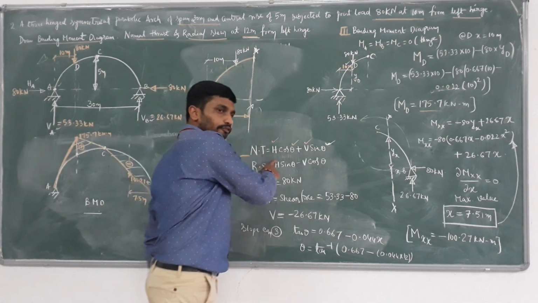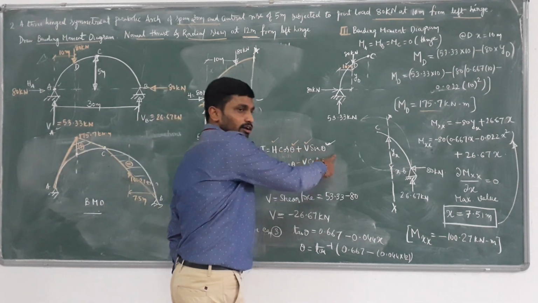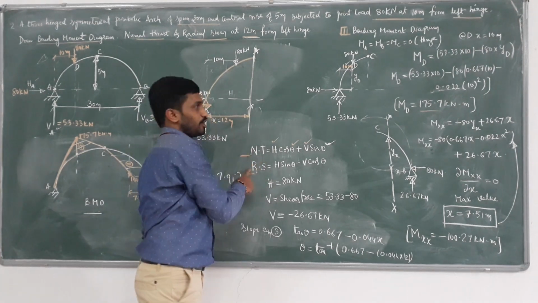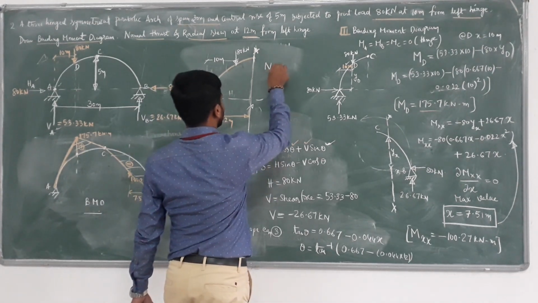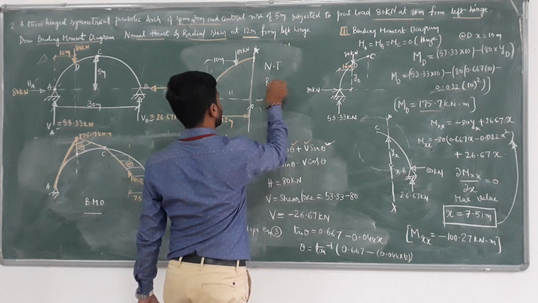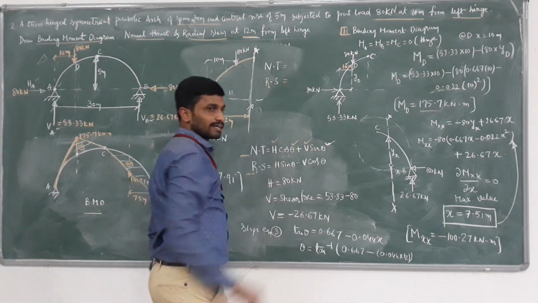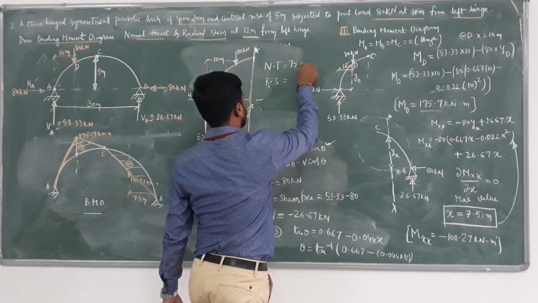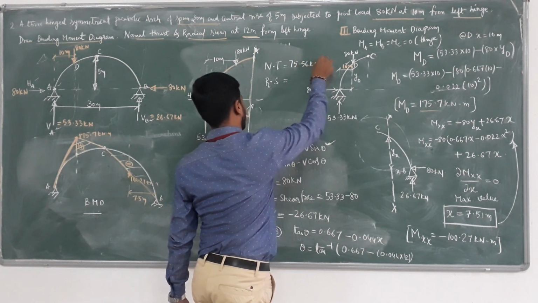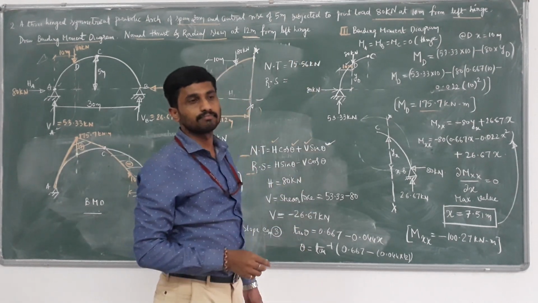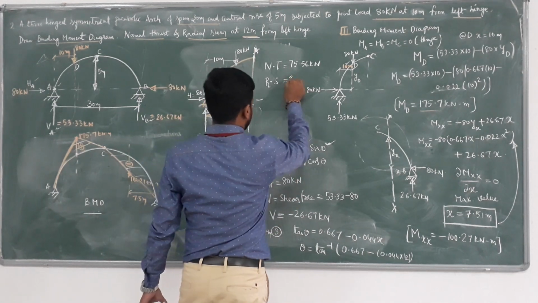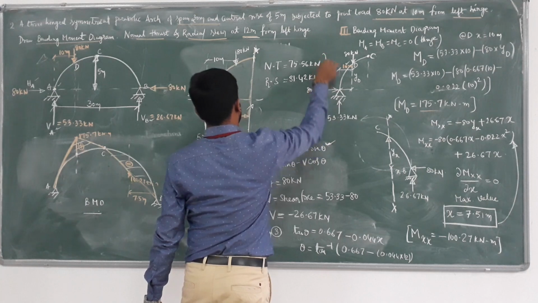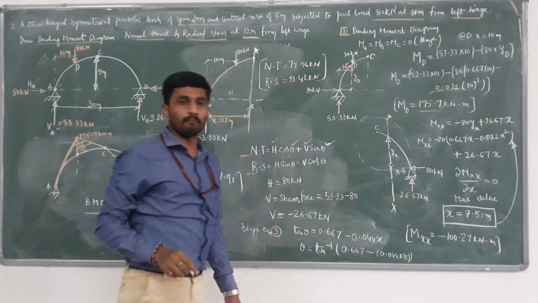We know H, we know V, we know theta. Substitute all the values in this equation. We are getting normal thrust and radial shear. What is the value of normal thrust? 75.56 kilonewton. What is the value of radial shear? 31.42 kilonewton. So it's a simple problem.